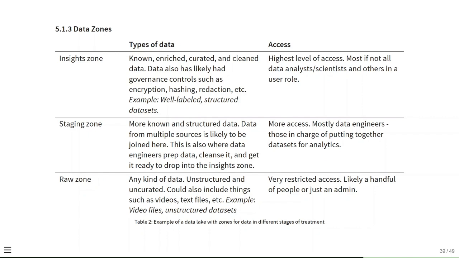And on the top we have the insights zone, where known, enriched, curated and clean data lives. And this data also likely has had governance controls such as encryption, hashing, redaction, etc. applied to it. And here we have the highest level of access, where most, if not all, data analysts and scientists and others in a user role are given access to the data.